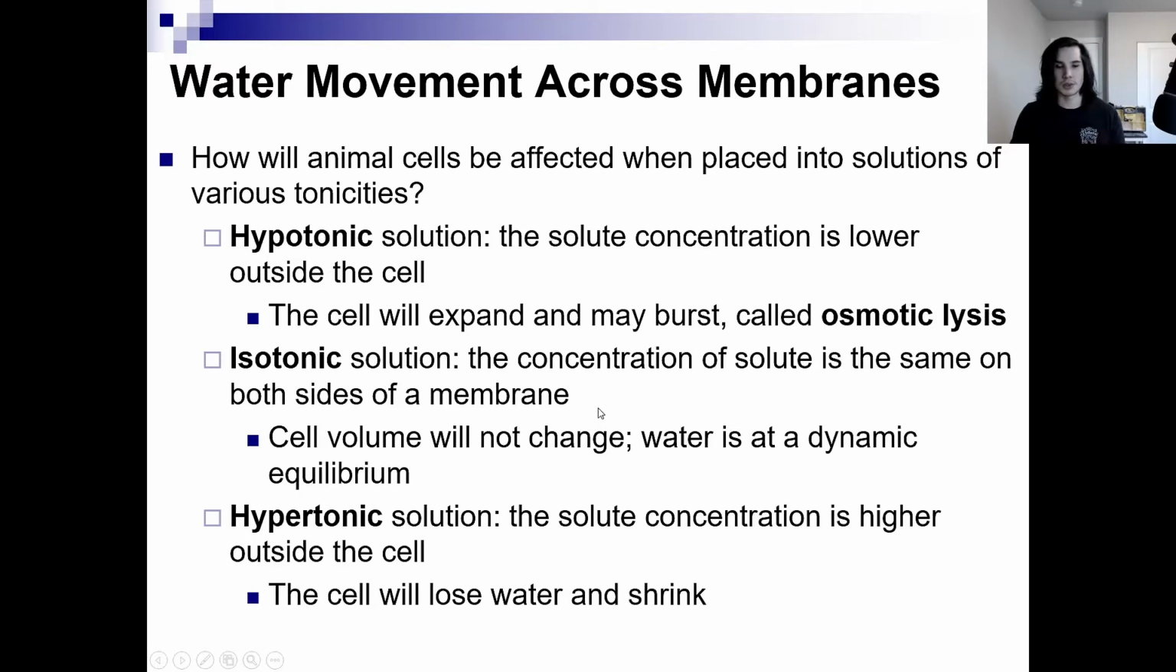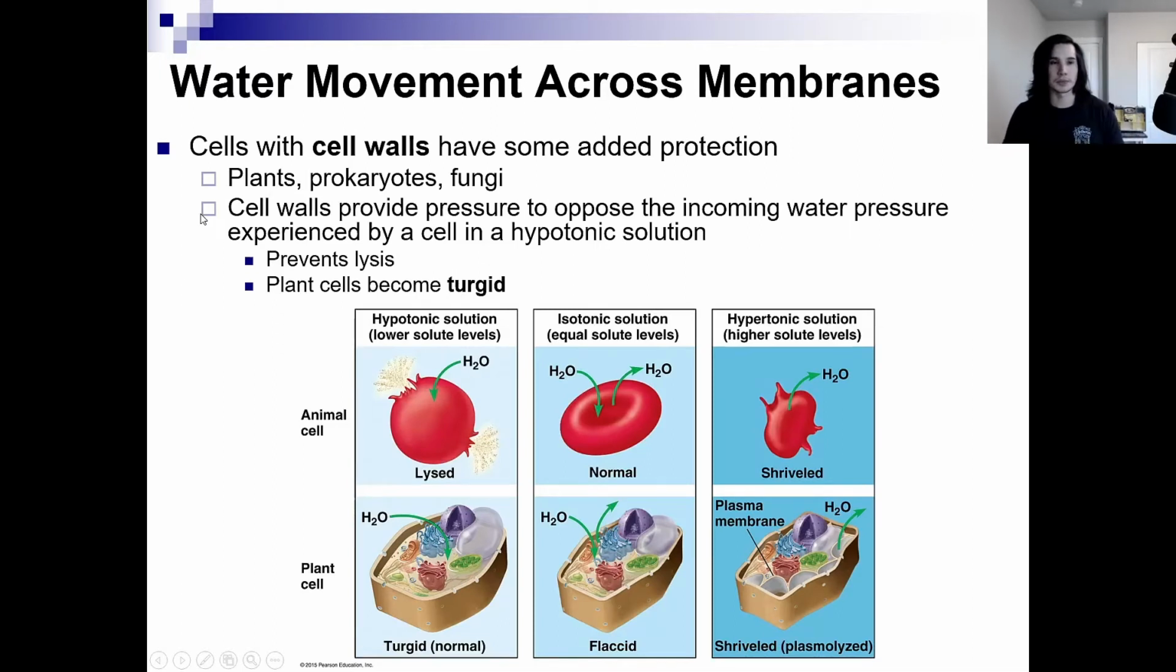That's a process that we would call crenation. Okay, so we were talking about our red blood cells. Hypotonic, you get the hemolysis. Isotonic, nothing happens. You get the shriveled cell if it's in a hypertonic solution.